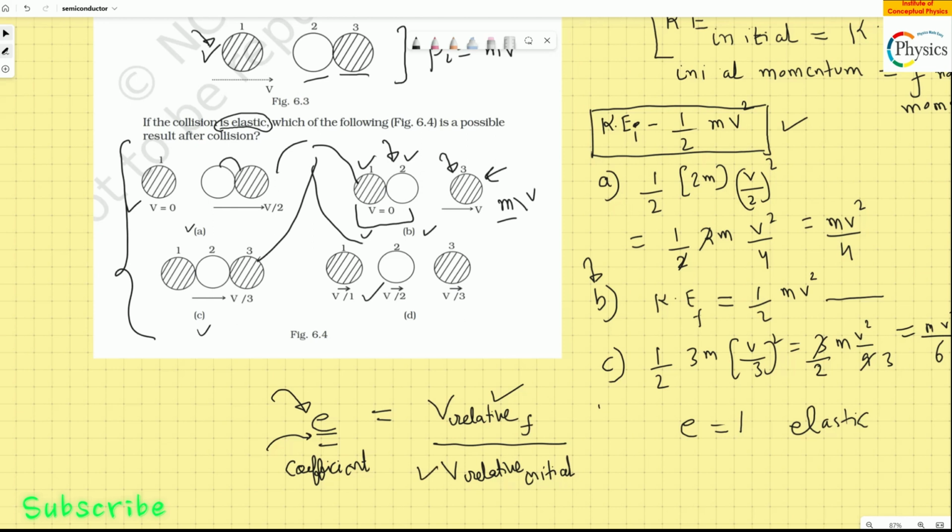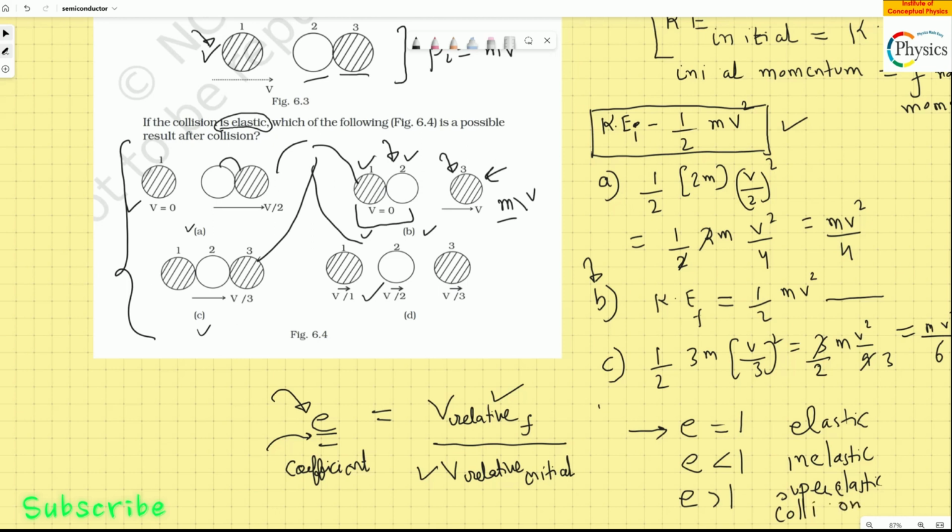Three situations will arise. Elastic collision, e is equal to 1. e less than 1 is an inelastic collision. And e greater than 1 is a super elastic collision. I hope this is making sense.